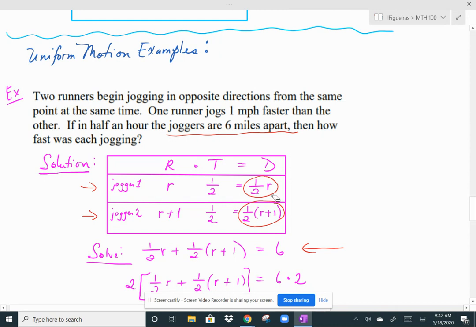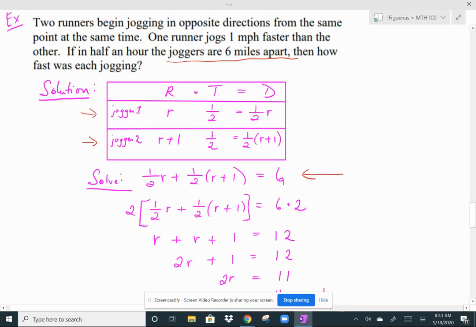So now we just have to solve for R. There's more than one way to solve this equation. I decided to get rid of the fraction. In order to get rid of those 1/2s on the left, I'm going to multiply both sides by 2, which is what I did here. When you distribute the 2, the 1/2 will cancel, which leaves you with this equation. So you have R plus R plus 1 equals 12.